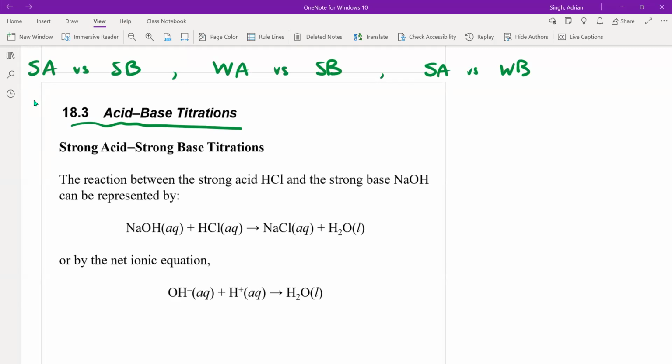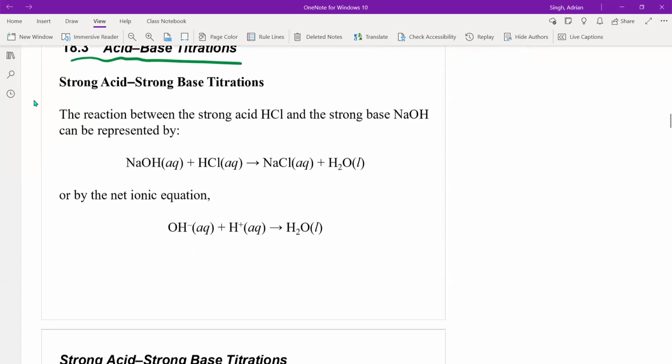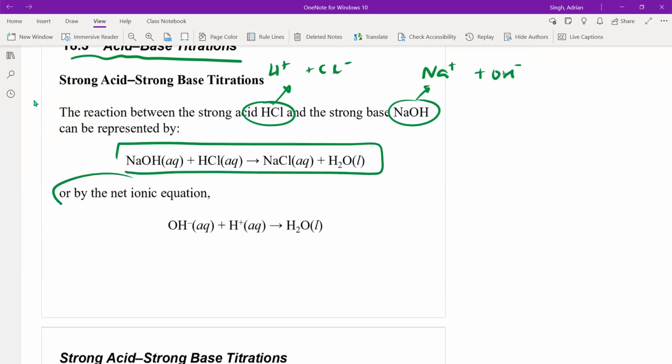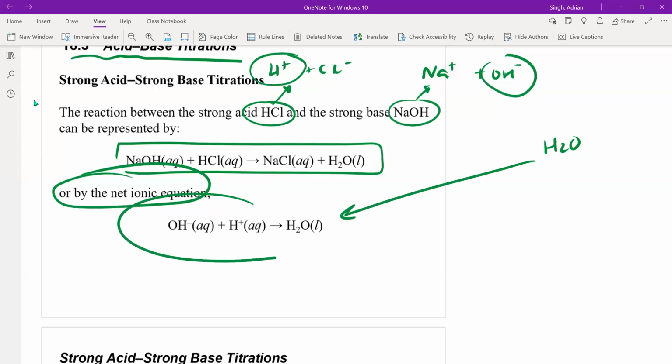The first one is a strong acid, strong base titration. So for example, we have hydrochloric acid, HCl, and the strong base sodium hydroxide, right? We know that these will dissociate completely to give us H+ and Cl-. The sodium hydroxide gives us Na+ and OH-. So we can write the overall equation for this, or we can just write the net ionic equation, which is really what's happening here. In a strong acid, strong base titration, the proton and the hydroxide combine to give us H2O, right? And that's the net ionic equation for any strong acid, strong base titration.